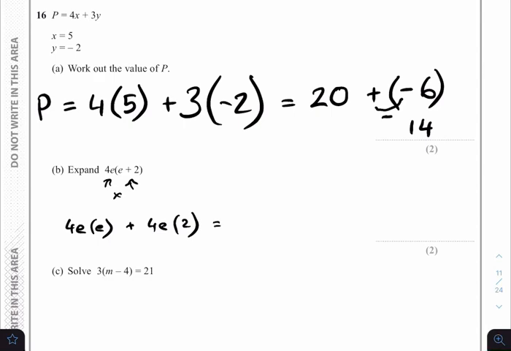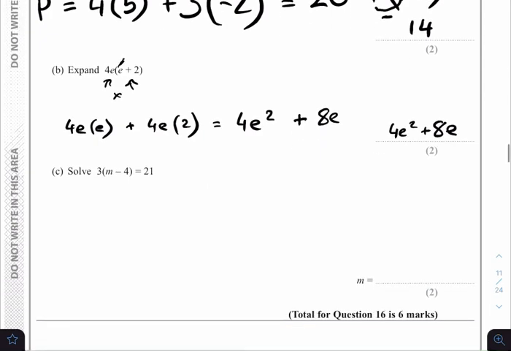So if you write that out, that's going to be 4e squared, because e multiplied by e is e squared, 4 multiplied by, because there's an invisible 1 behind this e here, 4 multiplied by 1 is 4, and then plus, because we've got the plus in the middle, and then 4e multiplied by 2 is 8e. So the answer here is 4e squared plus 8e.